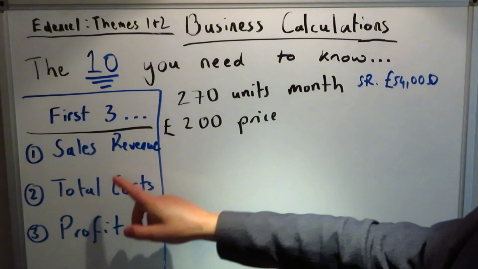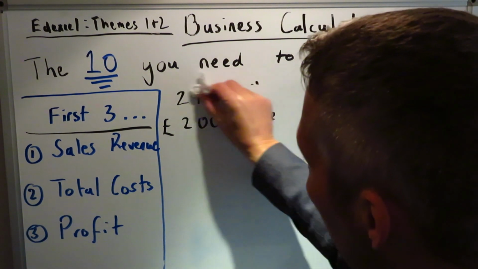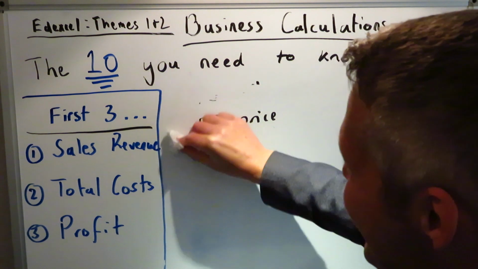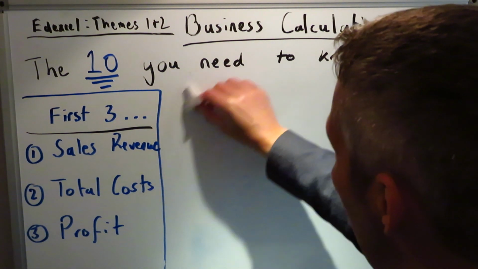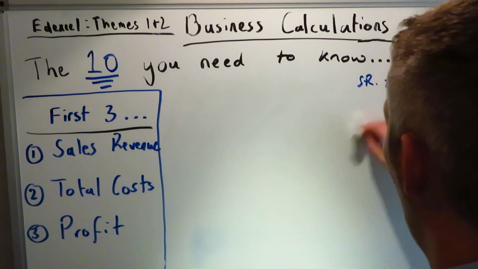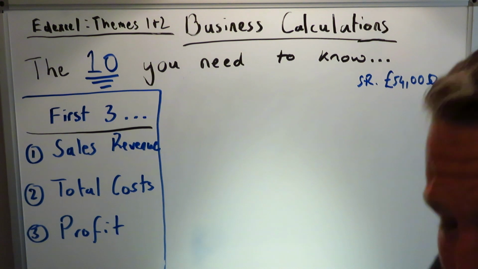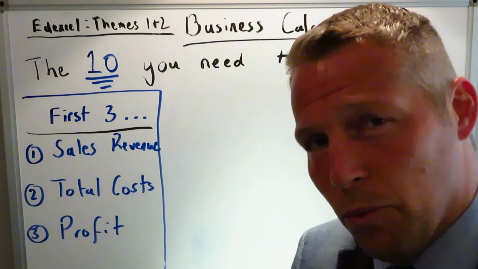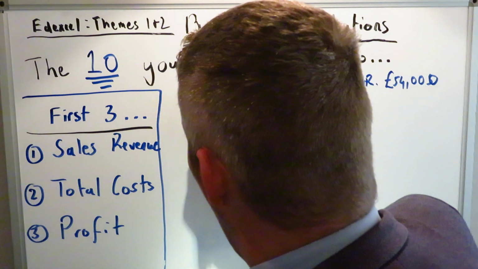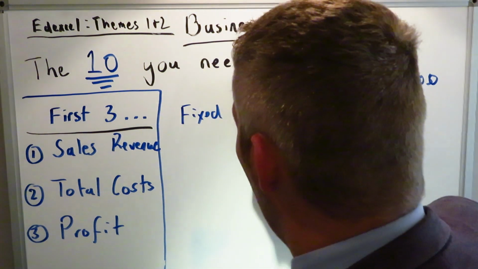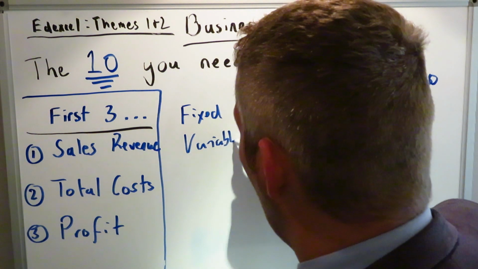which is total costs. So our sales revenue is £54,000. That doesn't include, unfortunately, all of the expenses that a business has to have in order to make that sales revenue. So we're going to look at 2 things to work out the total cost. The first thing that we're going to look at is fixed costs, and the second is variable costs.